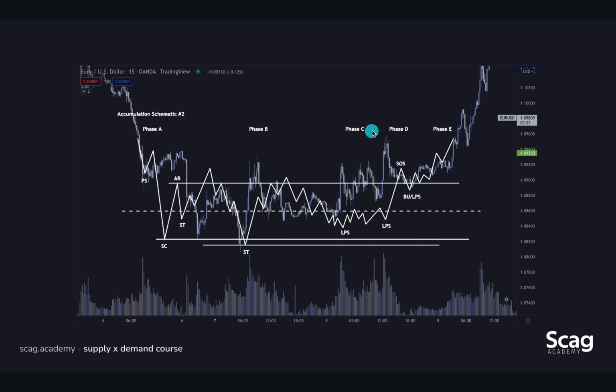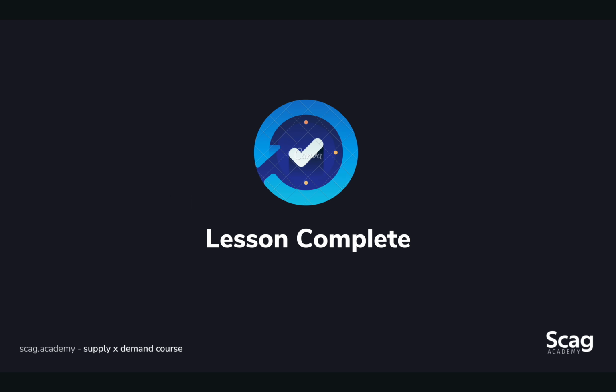With accumulation schematic number 2, you might be taking lower pip stop losses, trying to get in on smaller time frame structure in phase D before we break out. So it's a little bit more complicated of a schematic. You don't even have to trade these schematics if you want to rule out accumulation schematic number 2s from your execution because you don't like the way these play out. That's fine, but the key characteristics are there. They do present opportunities.